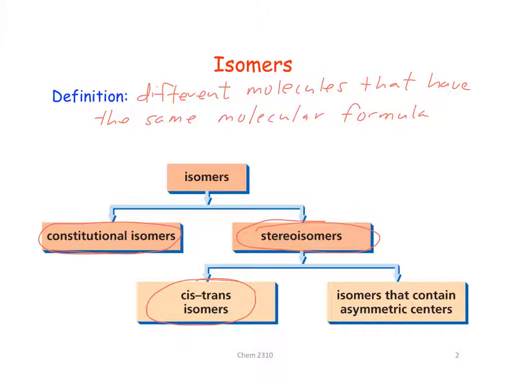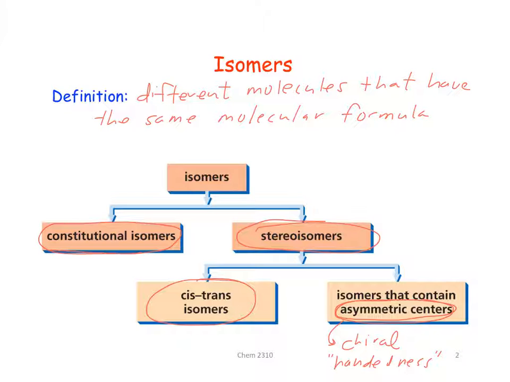What we're going to add to this are isomers that contain something we call an asymmetric center, and this is going to make the molecule chiral, which means that it has some type of handedness. In other words, it's like our hands. They look the same, but they're essentially mirror images of one another, and we can't superimpose one on top of the other.